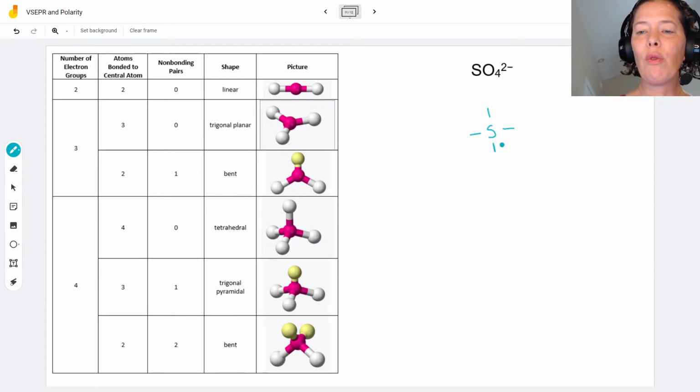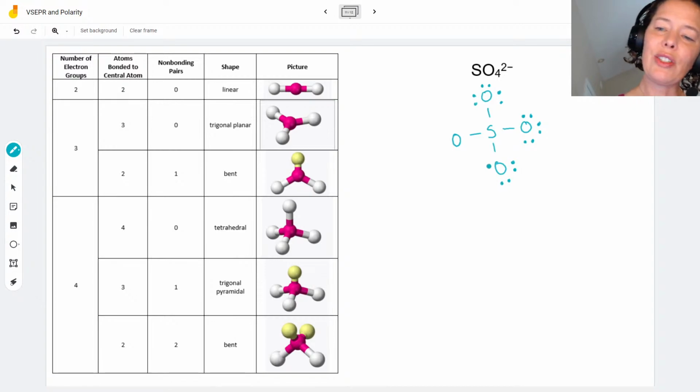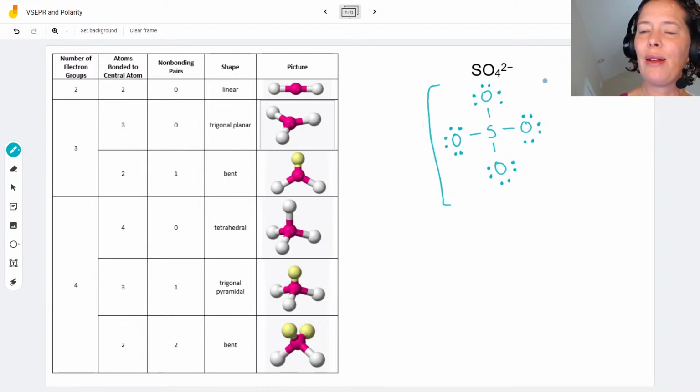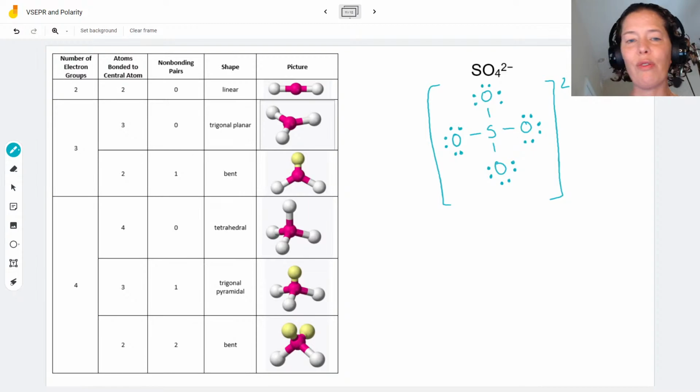It has 4 oxygens bonded to it. And we have lone pairs around all these oxygens. Okay, I'm getting there with these electrons. 1 more oxygen with 3 non-bonding pairs. Okay, and let's put our charge in. All right, great. So here is our Lewis structure for sulfate.